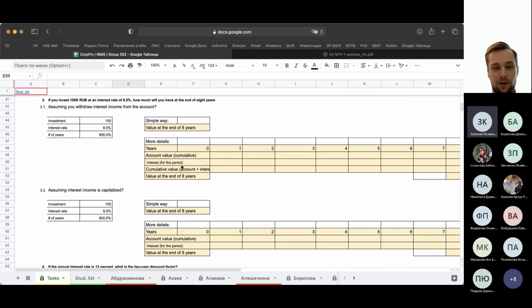So I have here two templates for solution. Let's solve it in a simple way, and then maybe I will show in more detail how it works. Okay.